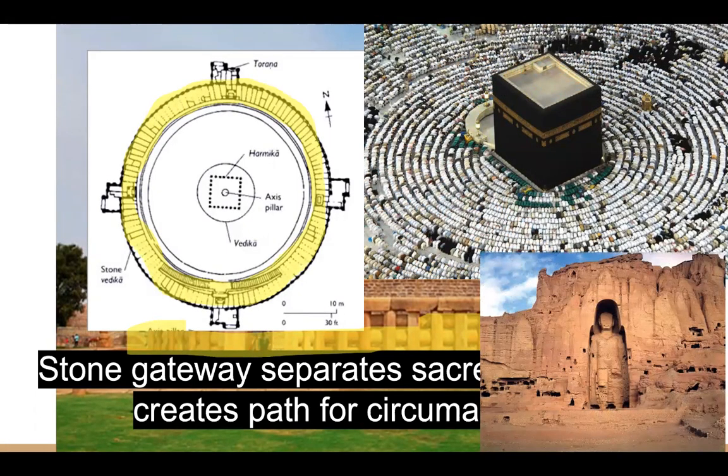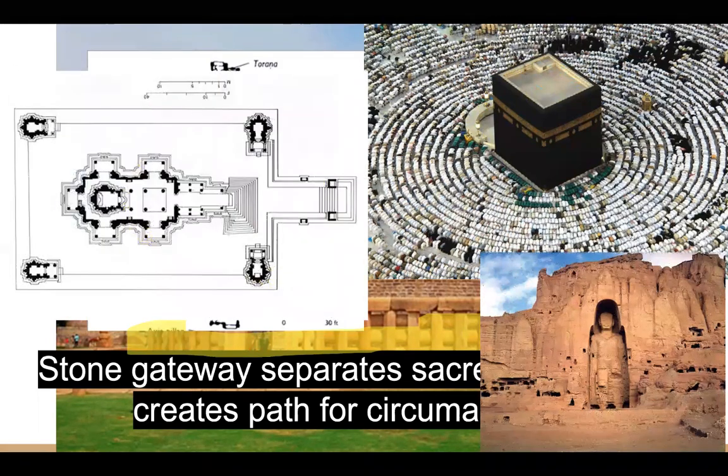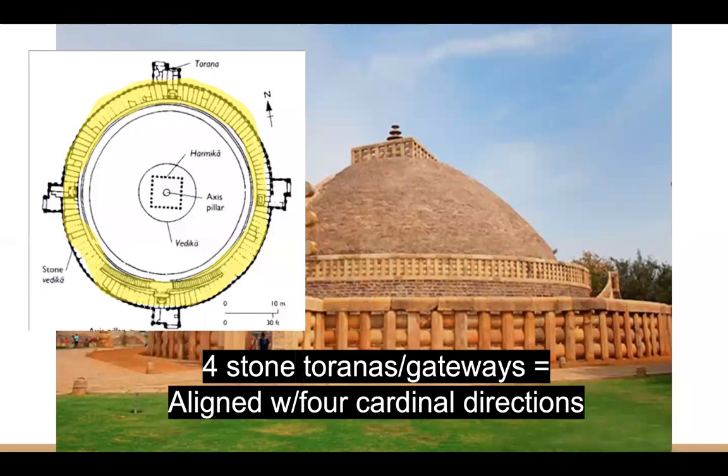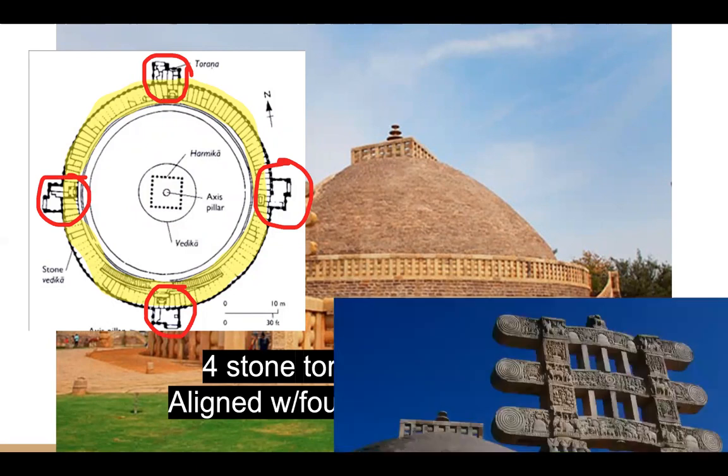You circumambulate around the Bayamin Buddha's feet on the bottom, around the Kaaba, around Lakshmana, and then we're going to circumambulate around Borobudur. All right, so there are 4 stone gateways. These 4 stone gateways are aligned with the 4 cardinal directions, just like the faces of Buddha at that last Angkor Wat, Angkor Thom temple we just looked at.